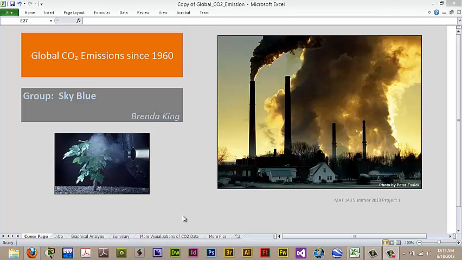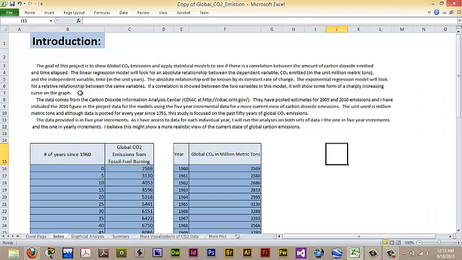Hi, this is a report I did for a class. It's on global CO2 emissions since 1960. This is the cover page. It's done in Excel. Introduction here.